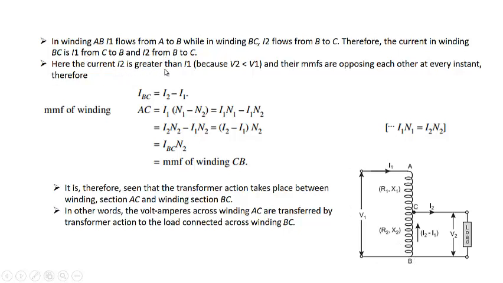Here, the current I2 is greater than I1 because it is a step-down transformer, because V2 is less than V1, and their MMFs are opposing each other at every instant. Therefore, IBC, the current in this winding, will be equal to I2 minus I1.